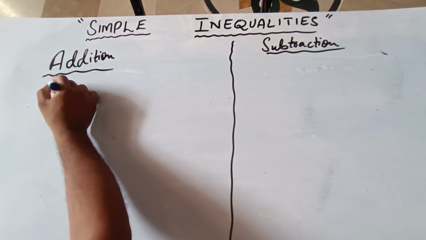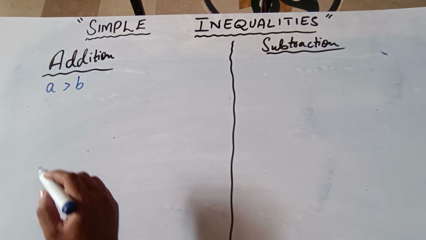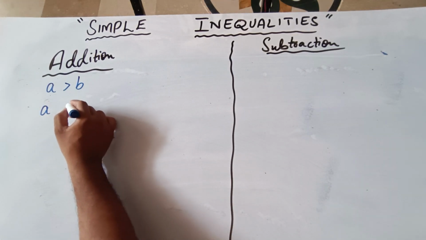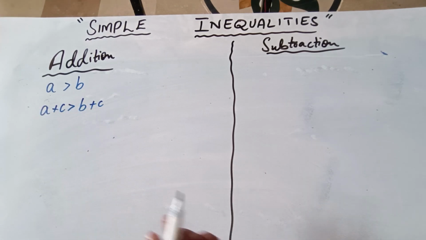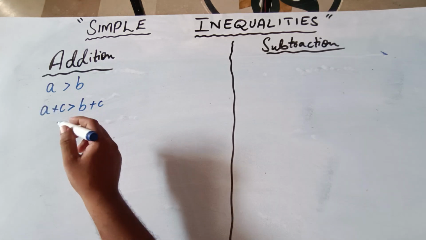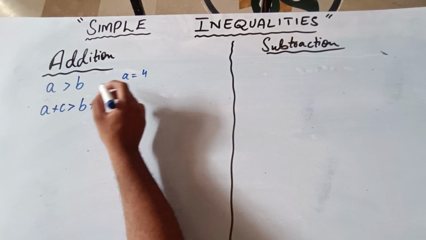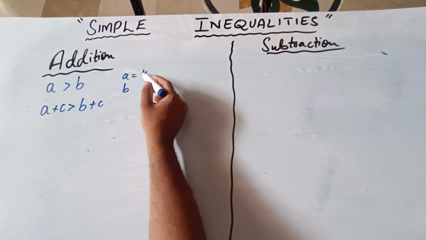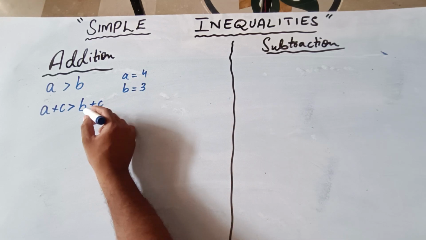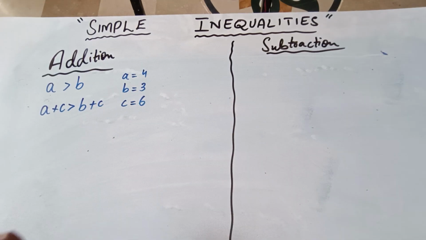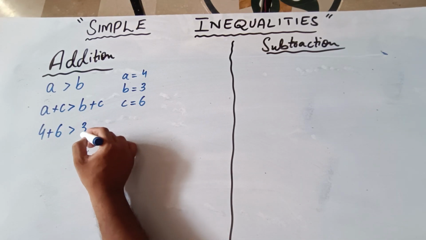If I am writing an inequality, A is greater than B, and I add a constant number on both sides, plus C and plus C, the inequality sign will remain the same. Now let's take the value of A is equal to 4 and B is equal to 3. Since A is greater than B, it's mandatory to take the bigger value for A and the smaller value for B, and take any value of C, let's suppose 6. Now let's substitute: 4 plus 6 is greater than 3 plus 6.